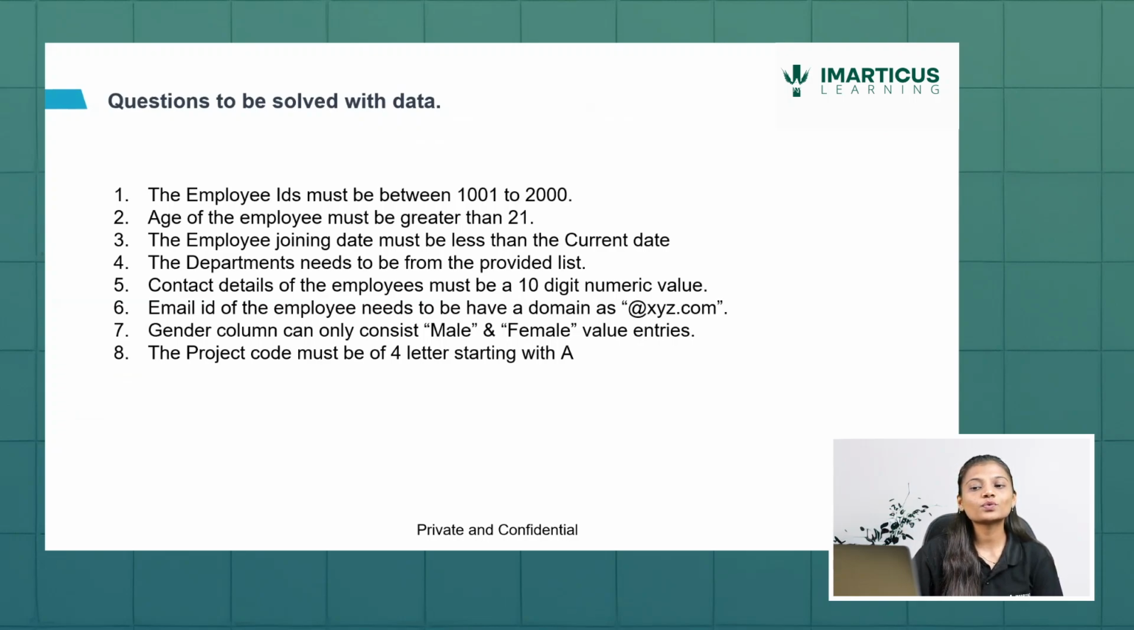So now the fourth question focuses on the department related information to be filled. So the department needs to be from the provided list, which means there is no specific department names given to us.